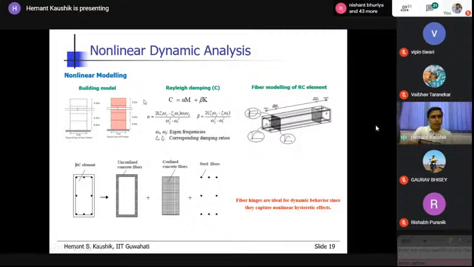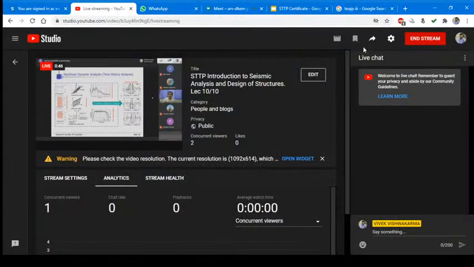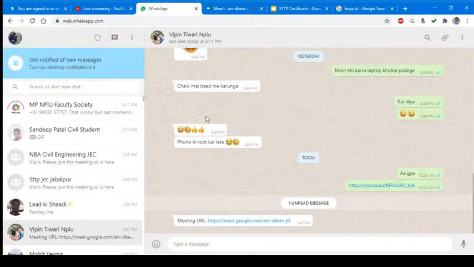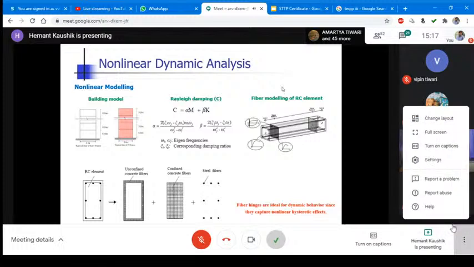So this similar model. Now the additional parameter that is required here is the damping. That was not required in the pushover analysis. So we can consider the damping. For example, the Rayleigh damping we can use here. Now the most important point here is the modeling of the reinforced concrete element. Now in dynamic analysis, you have to be careful which type of modeling you are doing. So here it is always beneficial to use the fiber modeling.